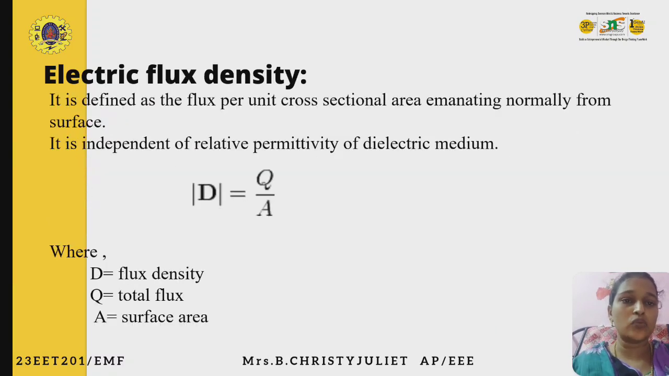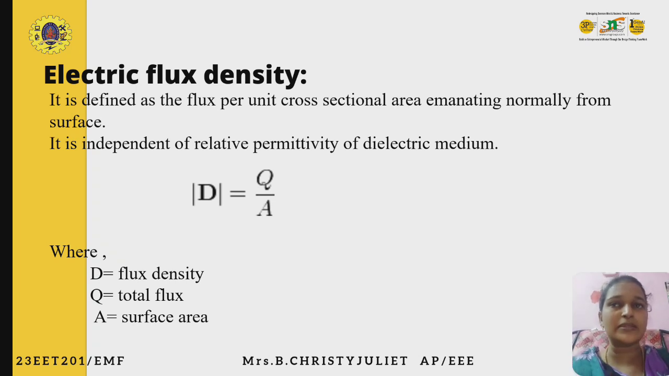Now let's see what electric flux density is. The basic fundamental element of an electric field is the lines of force, and when it is calculated for a unit area, it is termed electric flux density. So electric flux lines on a unit area are called flux density. Electric flux density is defined as the flux per unit cross-sectional area emanating normally from a surface.